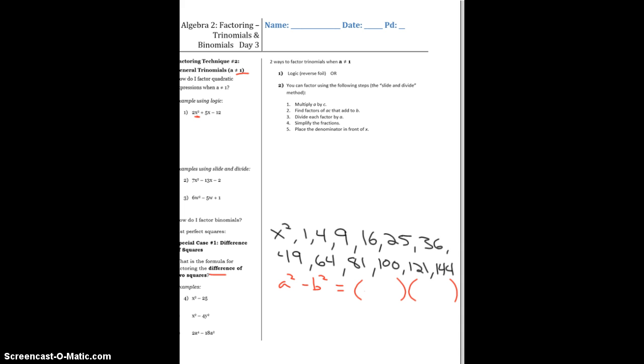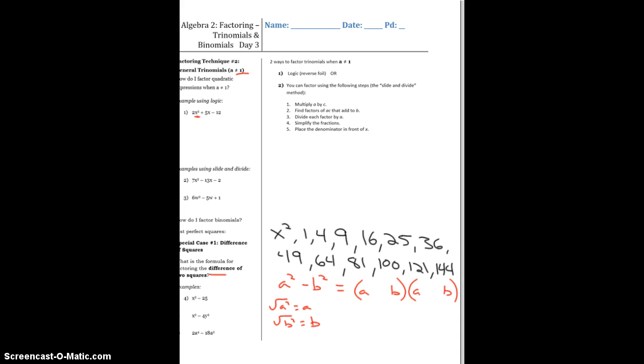We're going to have an a here and a b here, an a here and a b here. That should make sense because a times a is a squared and b times b is b squared, right? For future reference, another thing you might be thinking is the square root of a squared equals a, and the square root of b squared equals b.